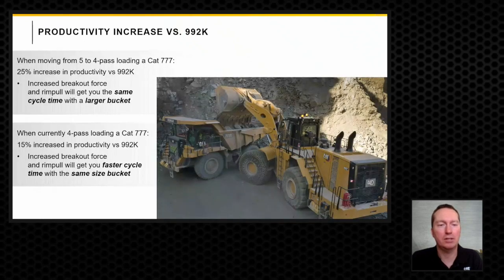Now here, let's focus on what happens if you're already in a situation where the 992K is doing a 4-pass match. They're not doing that 5 to 4-pass switch. In this case, you can expect a 15% increase in productivity. What happens is you now have the same size bucket you've always been running. So instead of an equal cycle time with a larger bucket, now you've got a faster cycle time with the same size bucket, and that's expected to get around a 15% increase in productivity.